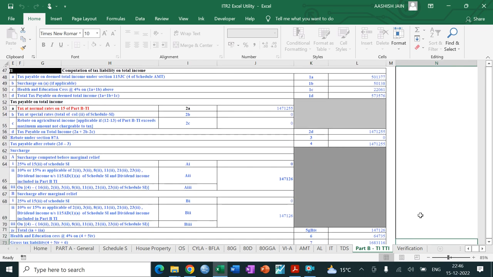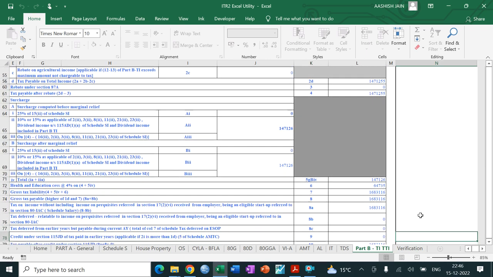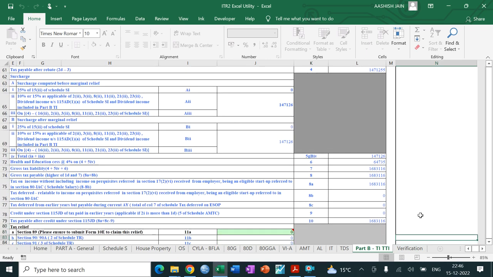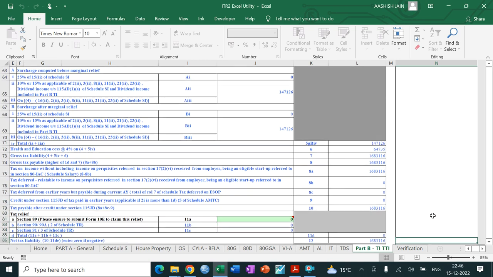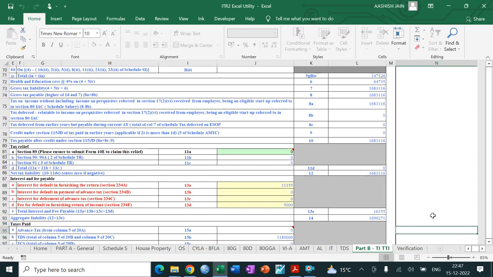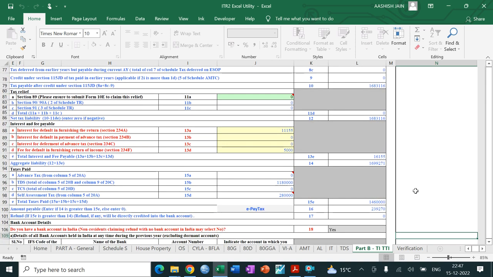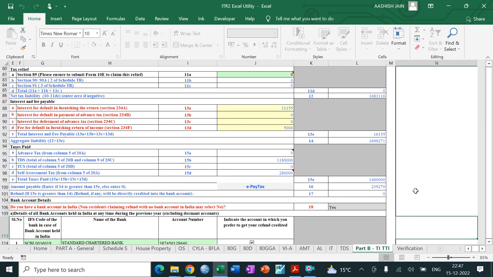And the final tax liability payable by the SSC, that is 16,83,116. All right, so this is the final. This is case number 3. Students, I hope you have understood very well. Thank you.